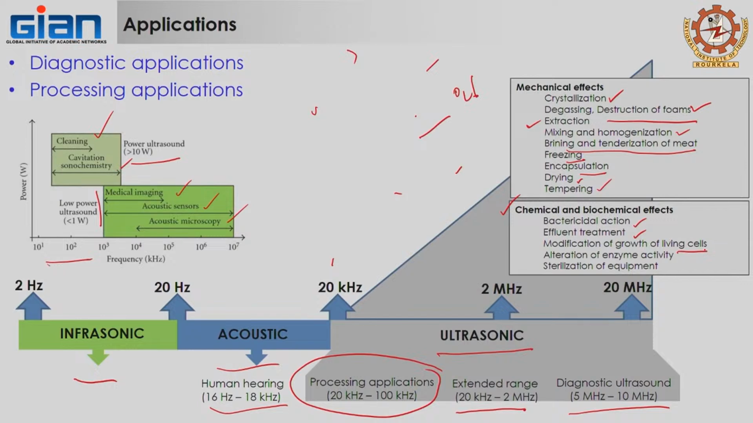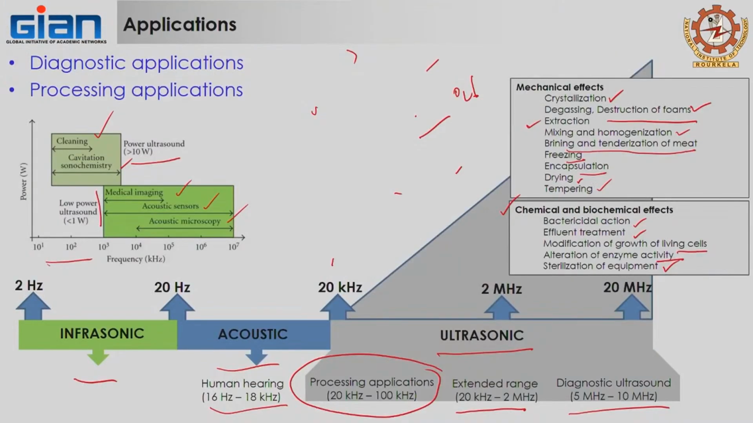The other one is the chemical or biochemical effect. Bactericidal action because of production of free radicals, effluent treatment, that is again reduction of BOD and COD, modification of living cells. Previously I said you can use ultrasonic to activate as well as inactivate microorganisms depending upon the conditions we use. Very similar to temperature. If you use 70 plus degrees, you will kill a microorganism, whereas if you use 30, 35, 40 degrees, you increase the microbial growth. A similar principle applies here also.